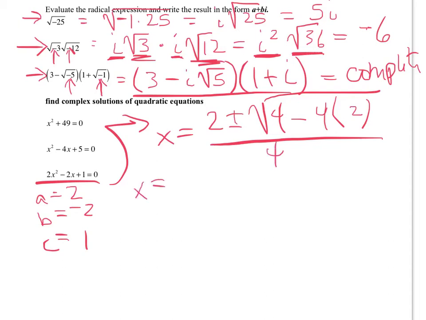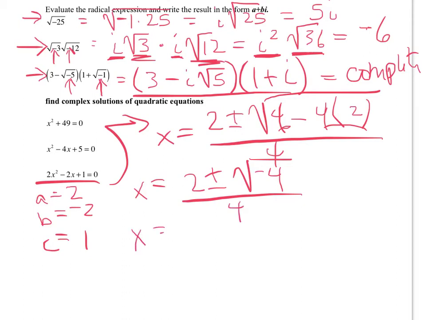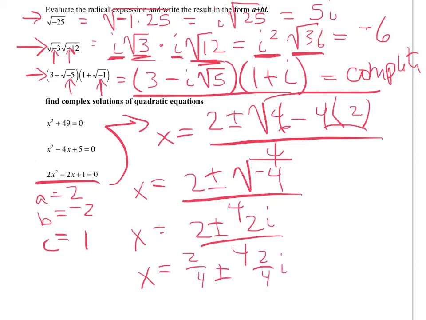So we'll simplify that. 2 plus or minus the square root of, 4 times 2 is 8, 4 minus 8 is negative 4, square root of negative 4, divided by 4. Well, the square root of negative 4 is 2i. So we have 2 plus or minus 2i over 4. We separate that into two separate fractions. 2 over 4 plus or minus 2 over 4 i. And simplify the fractions. 2/4 is 1/2. So we get 1/2 plus or minus 1/2 i.